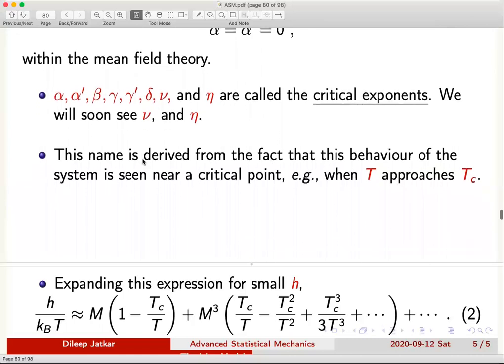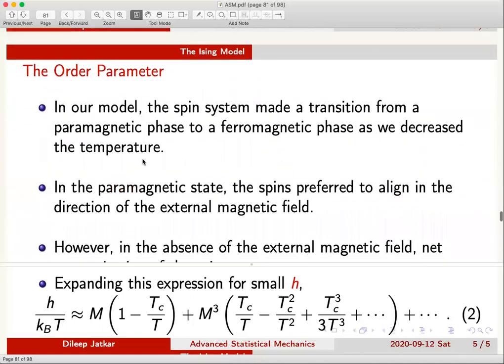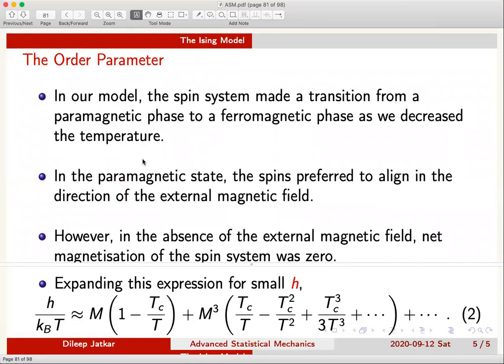Maybe then we can go ahead with the discussion of the order parameter. In our model, we have a spin system which made a transition from paramagnetic phase to ferromagnetic phase as you decrease the temperature. In the paramagnetic phase, the spins chose to align in any direction they wanted in the absence of external magnetic field. But because it is paramagnetic, when you apply external magnetic field, the spins prefer to align in the direction of the external magnetic field. That is how a paramagnetic state is.